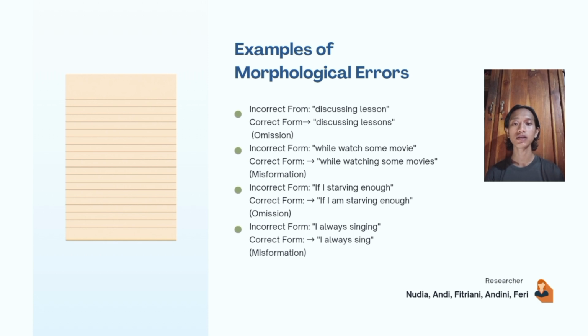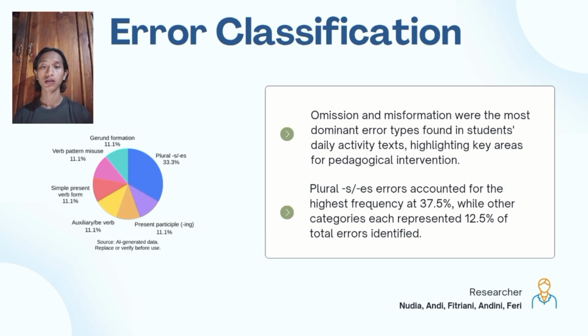So from these examples, we can clearly see that the two most recurring problems are leaving out grammatical elements that are supposed to be there and using the wrong word form for a given context. Now we're moving on to the error classifications.